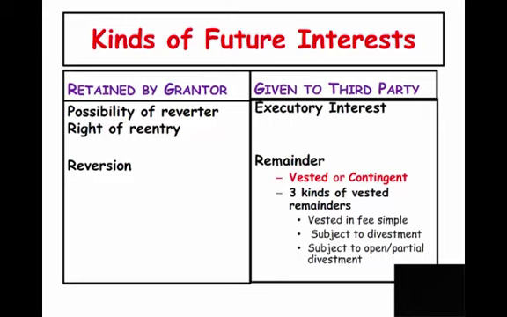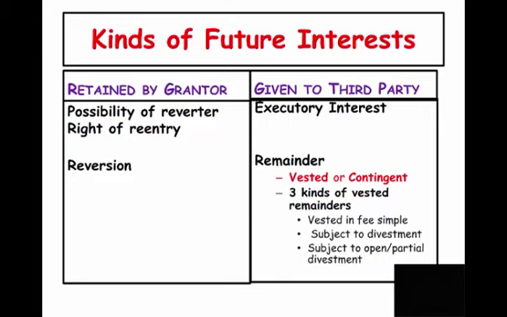There is a reversion, which is the estate retained by the grantor that follows a life estate. And there's a remainder, which is a future interest given to a third party that follows a life estate. And what we're going to talk about today are the different kinds of remainders, vested and contingent. And we'll walk through each one of them.